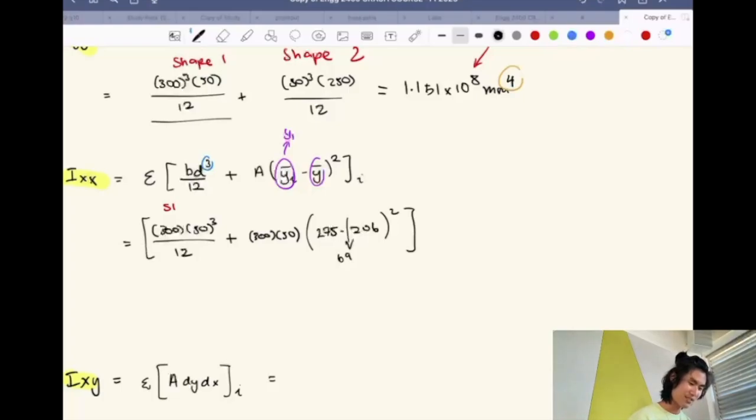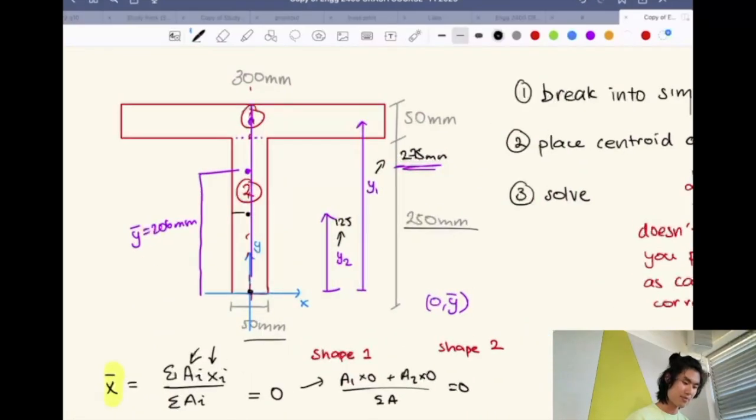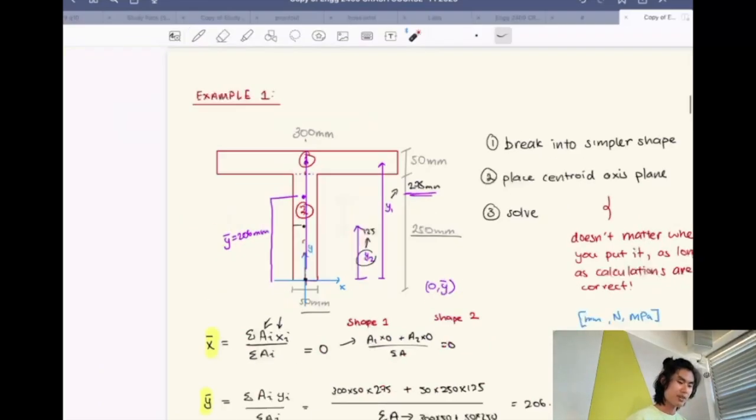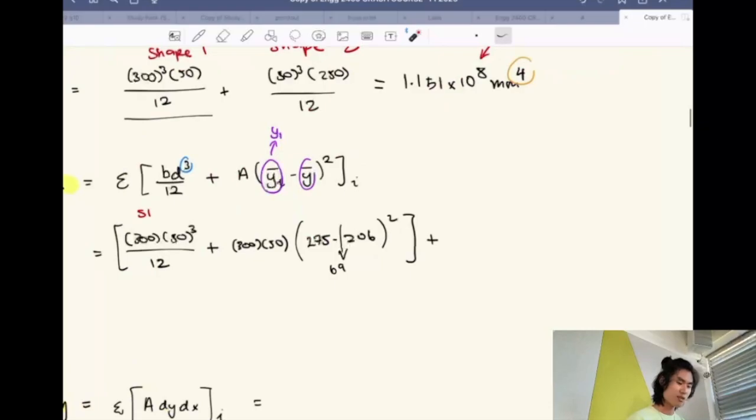Okay, so that's for shape 1, and then for shape 2 you do the exact same thing, except you take y2 instead of y1, and that'll be the distance here. And to be honest, you can actually interchange these. It doesn't matter because it's squared anyway. It's still going to yield the same result. If you want consistency and just getting used to it, then just do it one way or the other.